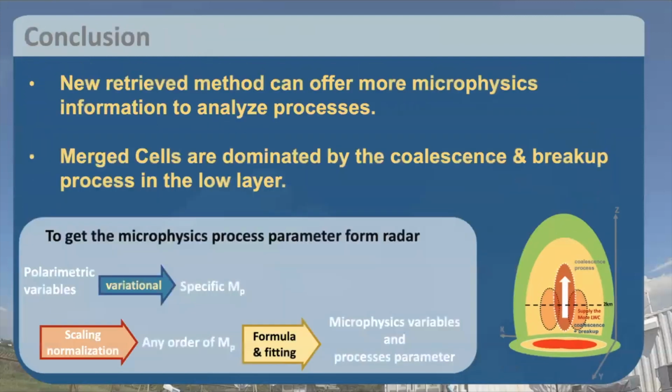So here is a conclusion. This new retrieval method, the moment-based variational method, can offer more microphysics information because we can get any order of the moment, so we can analyze the microphysics process. And the merged cells are dominated by the collision process, and also the breakup process is a more important role in changing the DSD in the Taiwan afternoon thunderstorm.